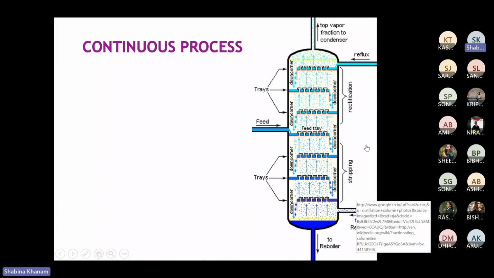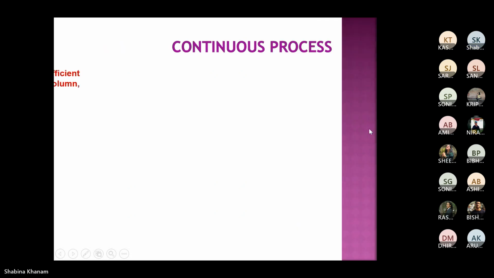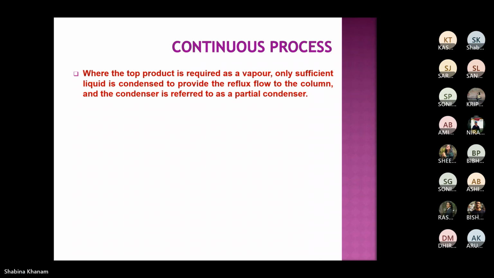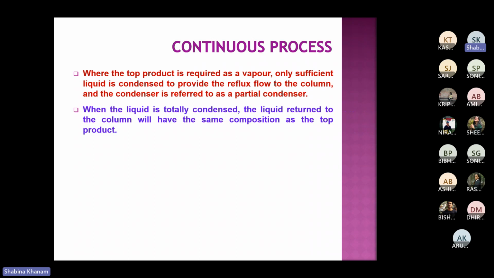So that is the details of the distillation column which we have discussed, and much more we need to discuss about this. Where the top product is required as vapor, only sufficient liquid is condensed to provide the reflux flow to the column, and the condenser is referred to as a partial condenser. Actually, that part we have already discussed in condenser design, when we call it a partial condenser or a total condenser. So that you already know.